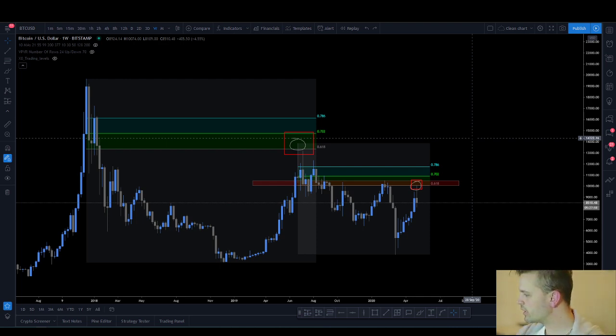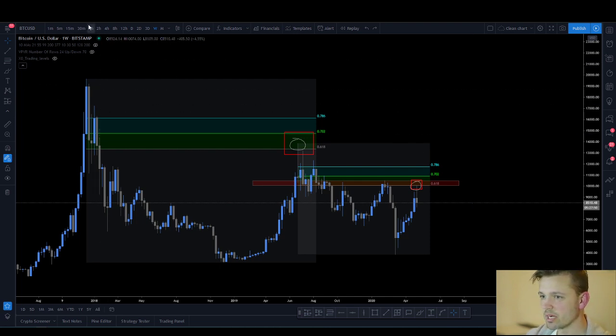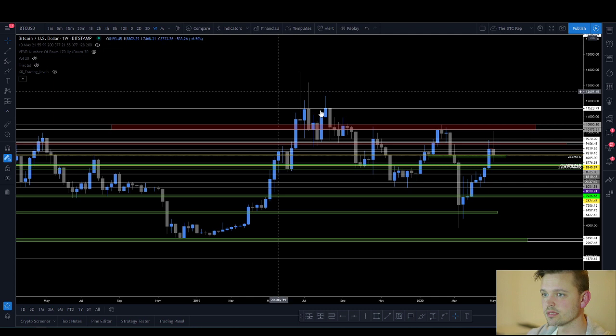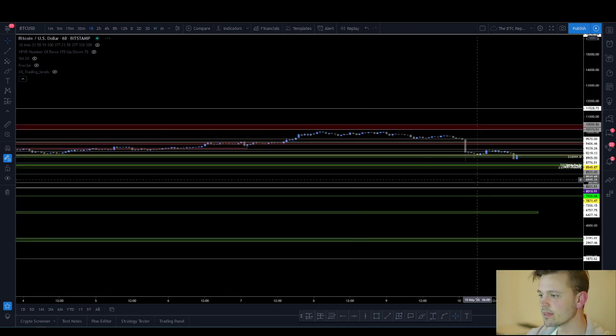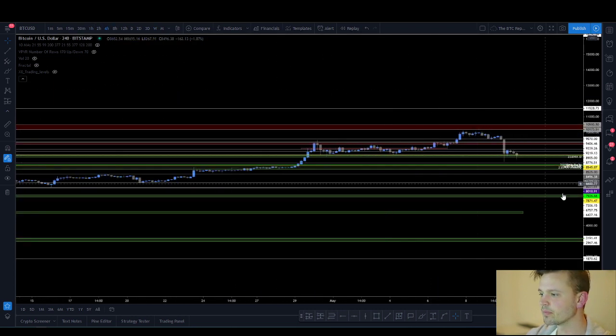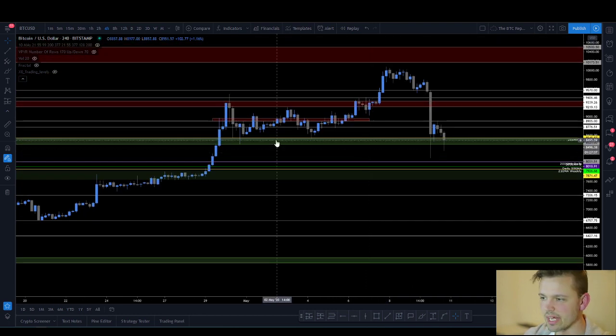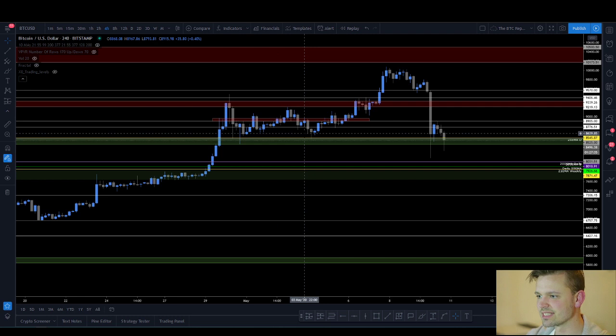All right, so I got a question here. It's understandable that testing support makes it weaker, but what is the reason that it becomes resistance once flipped? Well, the reason is pretty simple, right? The market, you get a level being used as support, and the market agrees that Bitcoin is worth more than 8,500, so it keeps bouncing, right?